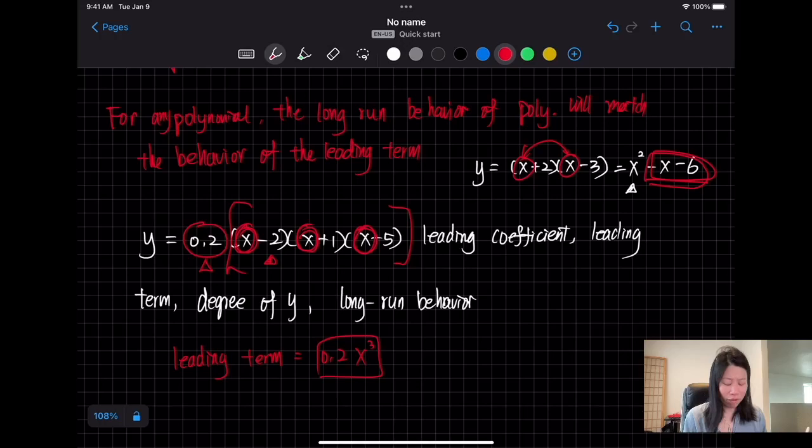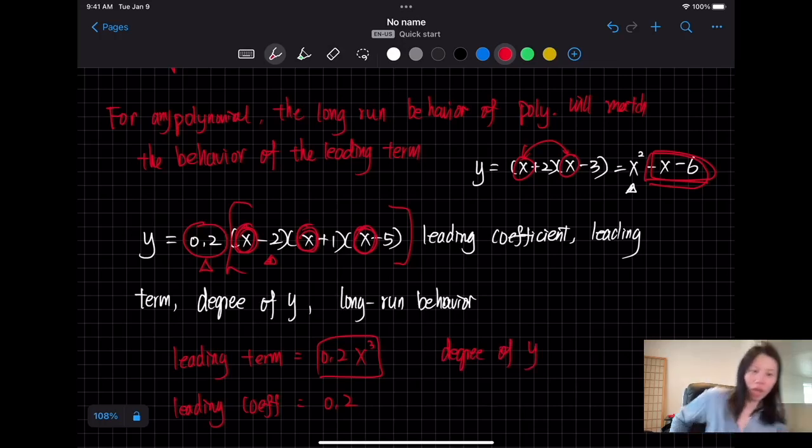Okay, so now after we found the leading term, it's not hard for us to find the leading coefficient, right? It's going to be the coefficient of the leading term. So the leading coefficient is going to be 0.2. So what about the degree of y, the polynomial? Well, the degree is going to equal the highest power, the leading power, which in this case is 3.